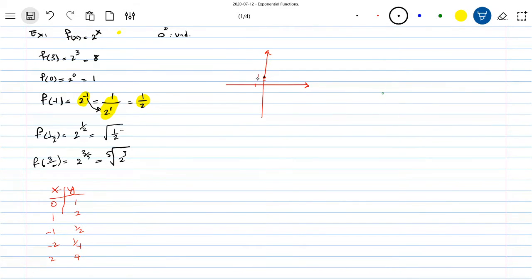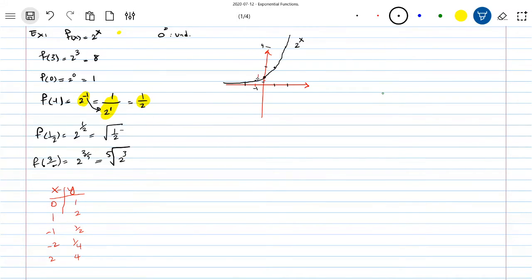Okay. 0, 1. -1 and 1/2. -2 and 1/4. So let's say somewhere here. Then you have 1 and 2, and 2 and 4, somewhere here. So connect these points. Draw a curve going through these points. You'll see that it looks like this. And if you go on more and more, you'll approach the x-axis. This is how 2 to the power x looks.